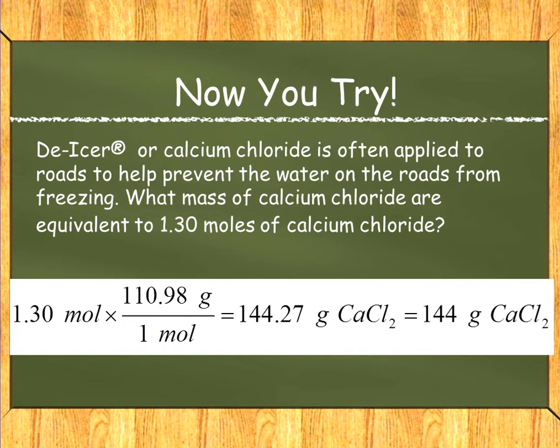Now, Taylor, am I going to multiply or divide? I have to multiply because they're next to each other, right? Pretend that it's over a 1. So therefore you have 144.27 grams. Does that make sense?